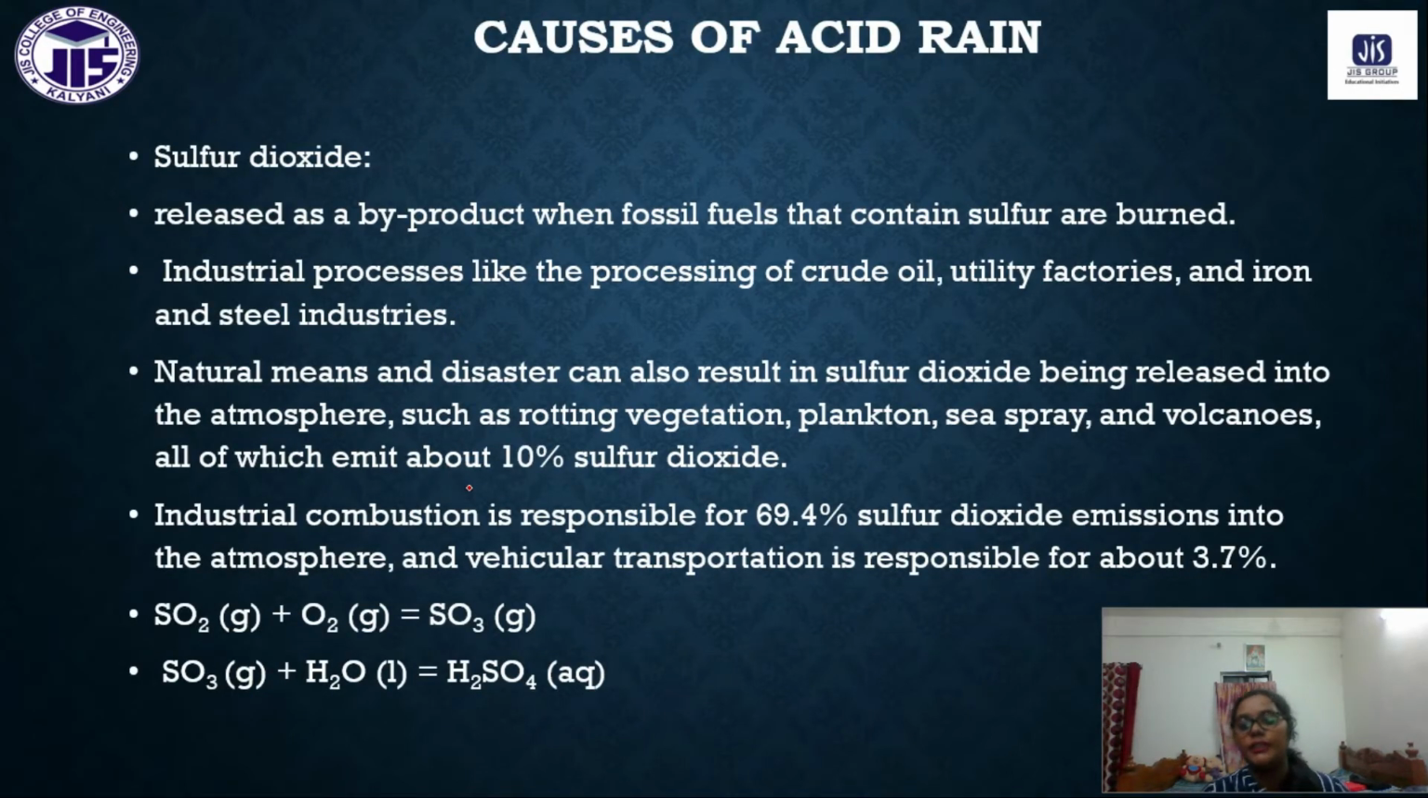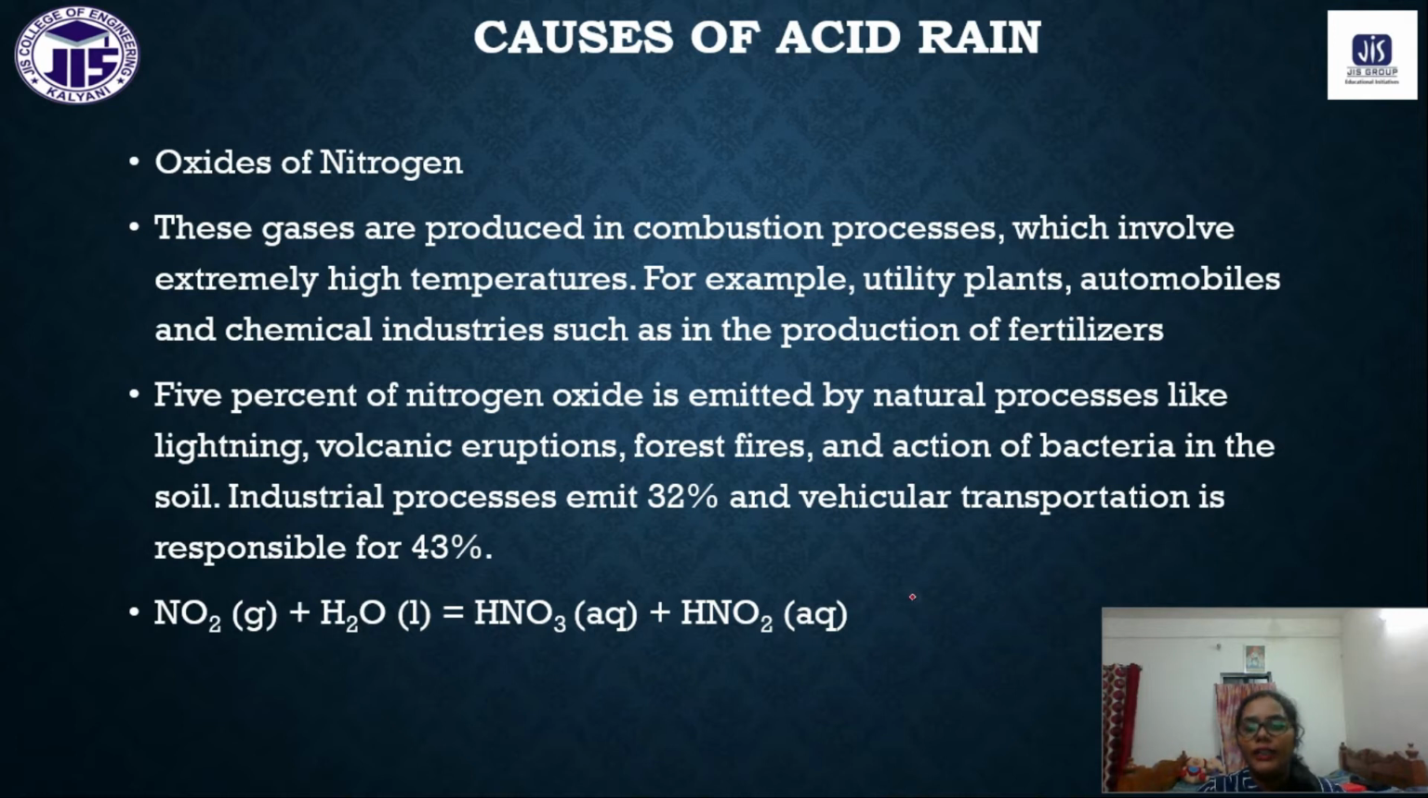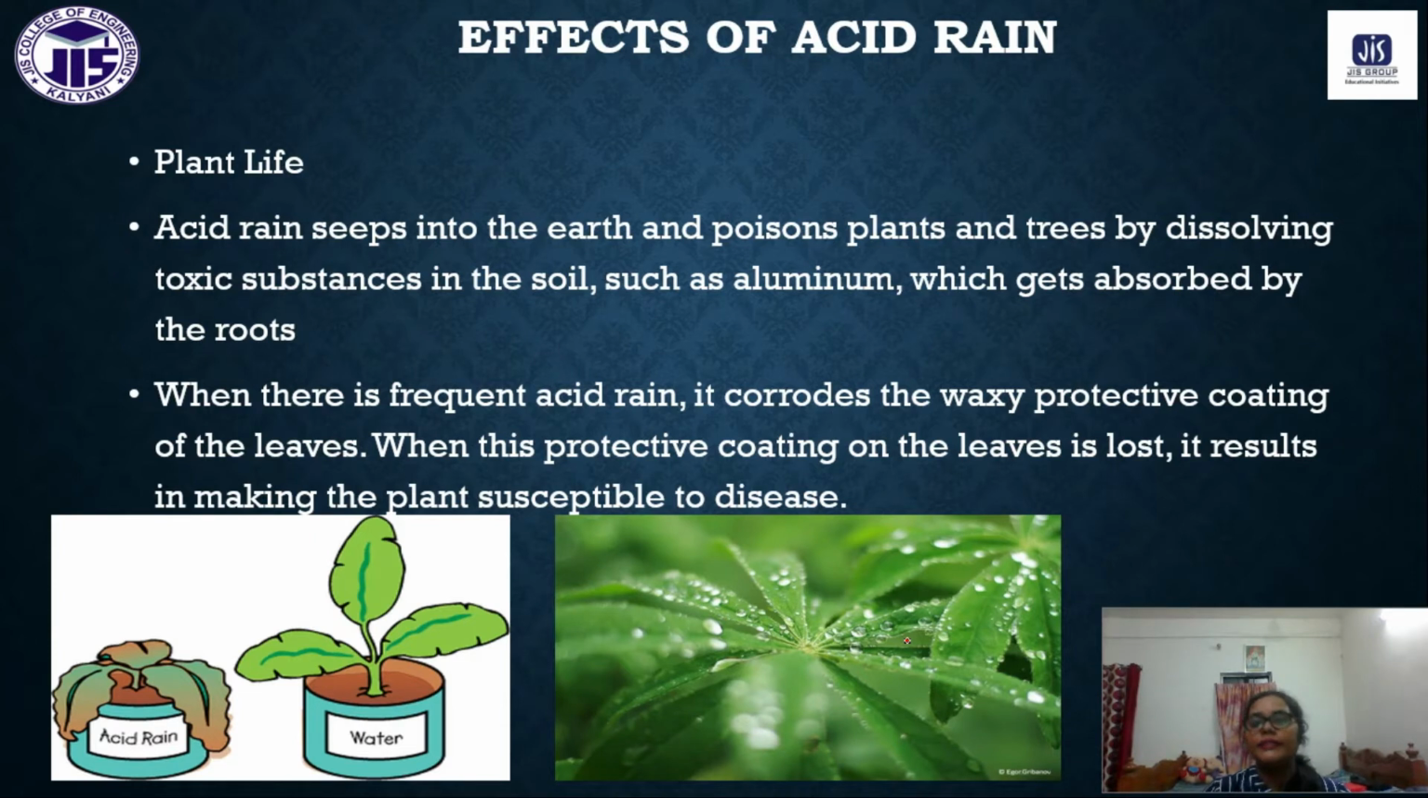Next, the causes of acid rain. Generally, in acid rain, sulfur dioxide and nitrogen dioxide are the main contributors. They are contributing more towards acid rain. This is the reaction showing how sulfuric acid forms in the presence of sulfur dioxide and water molecule. Here you can also see that with the help of the oxides of nitrogen, nitrous acid and nitric acid also form in our environment, which is harmful. So what are the effects of acid rain?